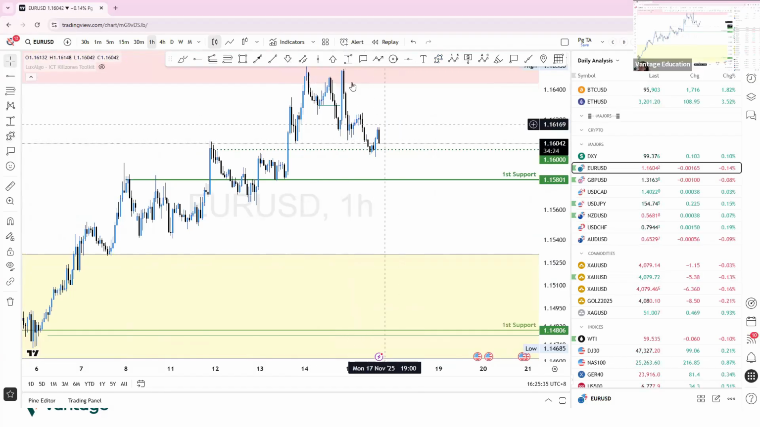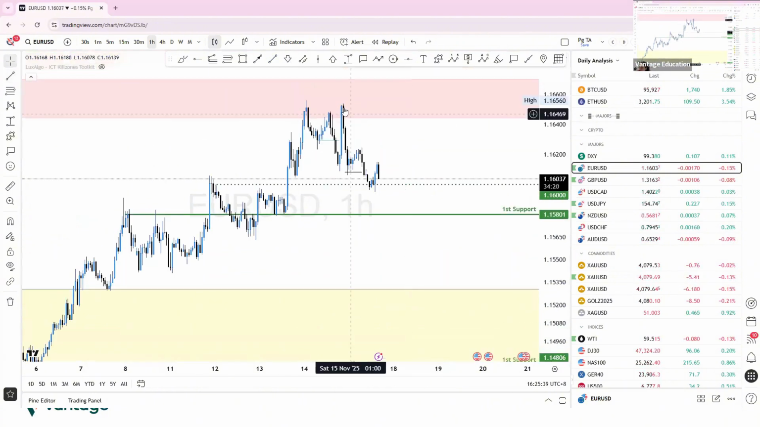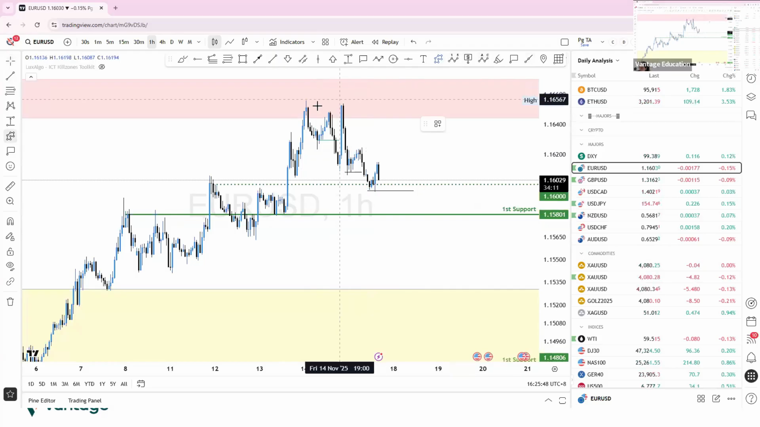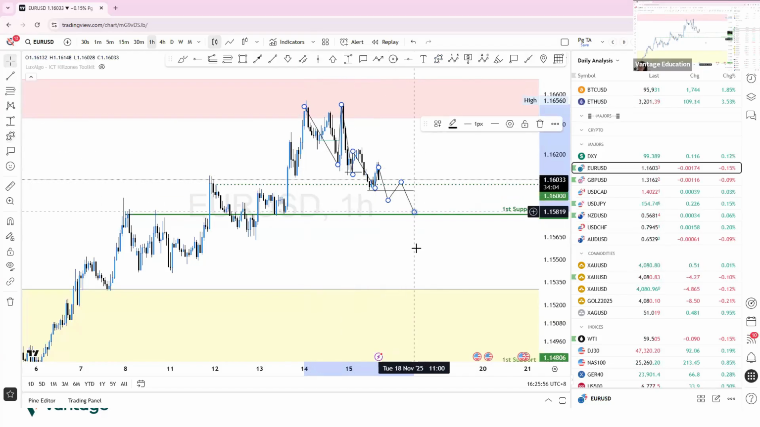Break of structure, where they make the lower low, lower high. If the body closes below this support level or the wick, and then they're gonna continue to this level. They're gonna look something like that, if they continue.